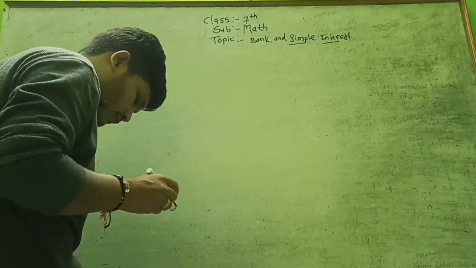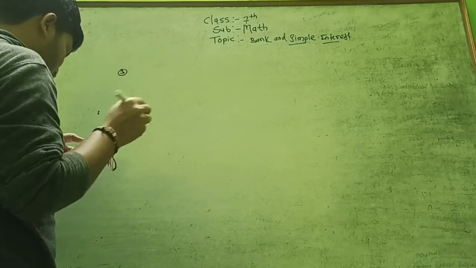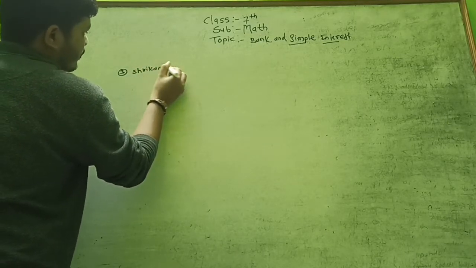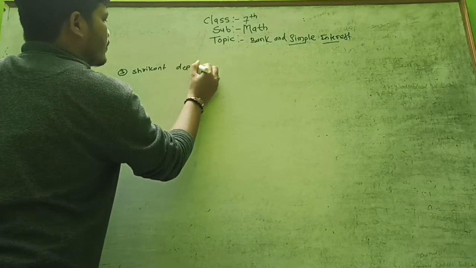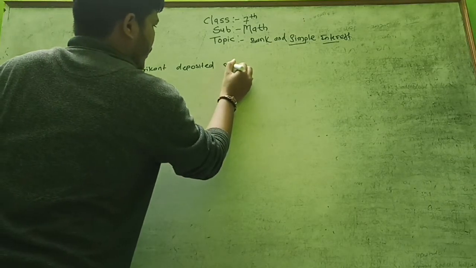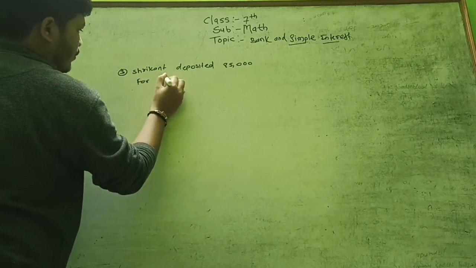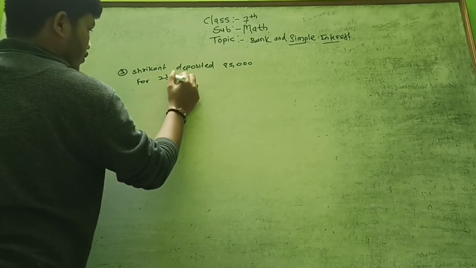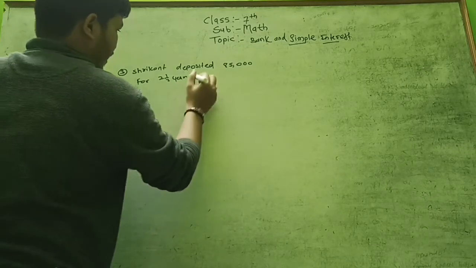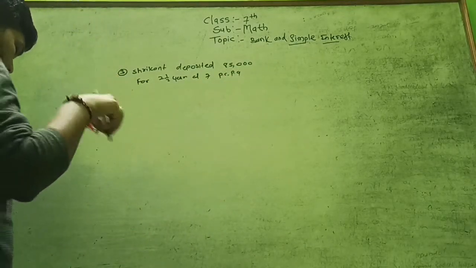Now we should go to the third problem. Shrikant deposited 85,000 rupees for 2.5 years, at the rate of 7% per annum, in a savings bank.